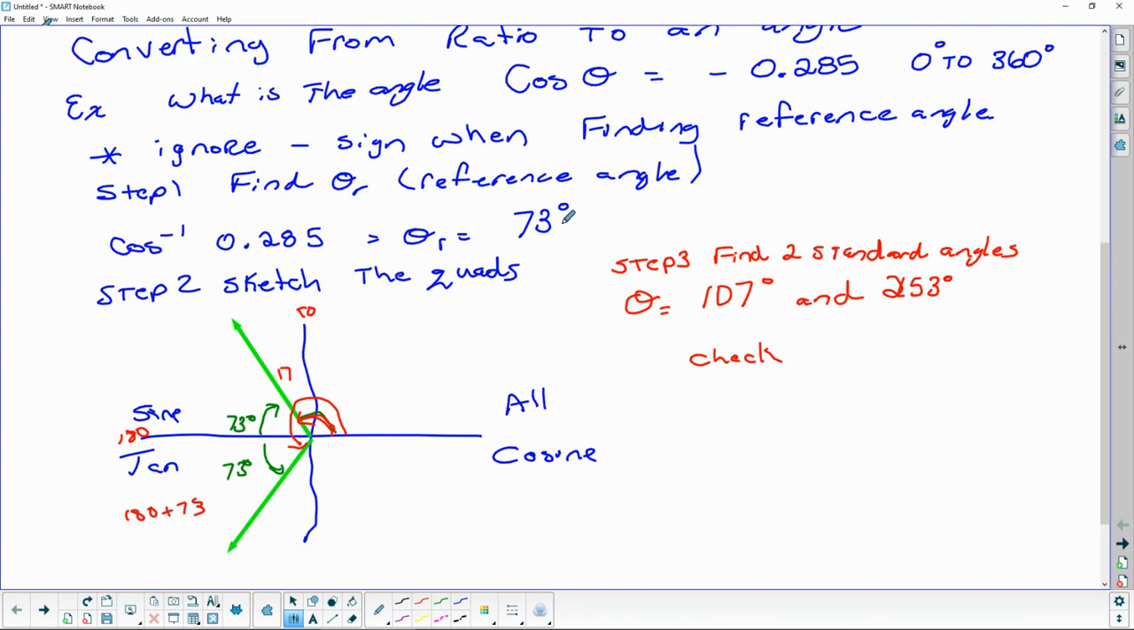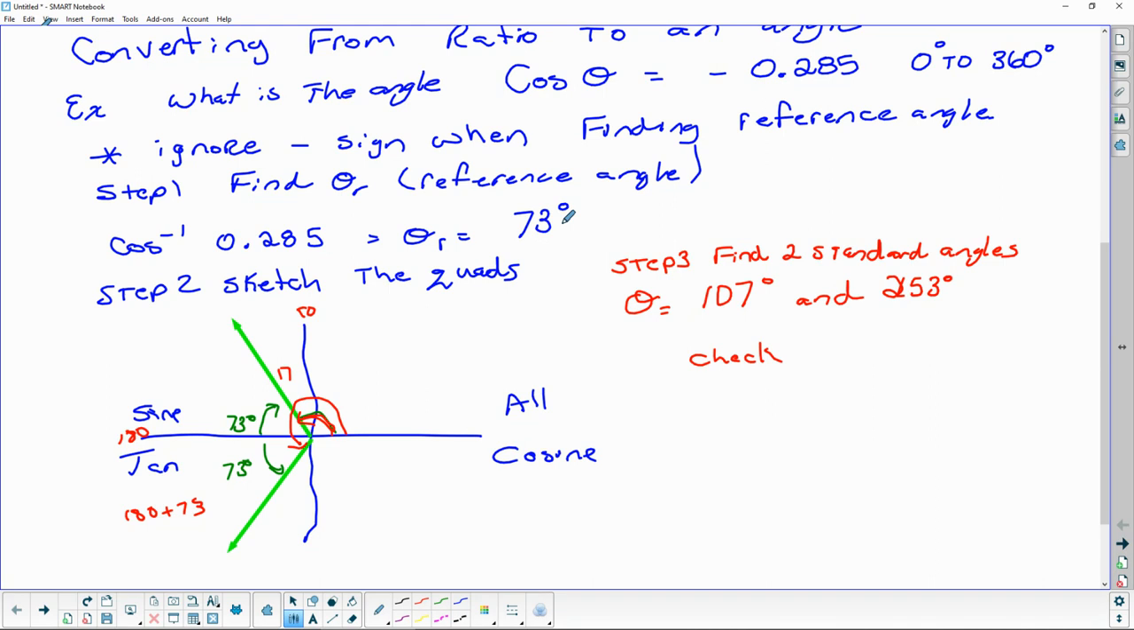Okay. Step 1, put it into your calculator and get a reference angle, ignoring the negative. Step 2, draw the quadrants and use the negative sign or the positive sign to see where the terminal angles or the reference angles are. Draw the 2 reference angles, figure them out.